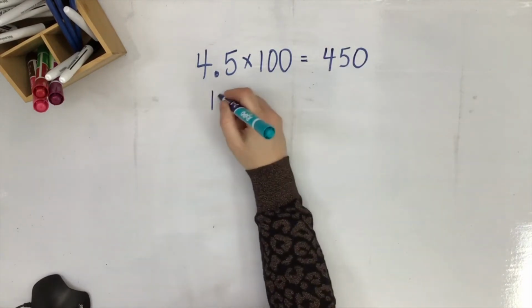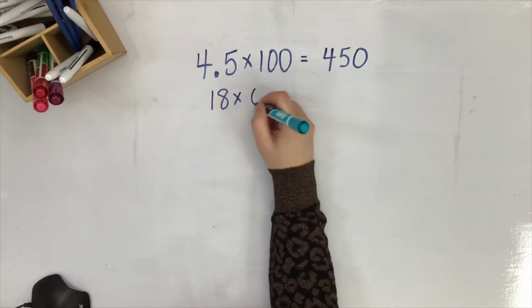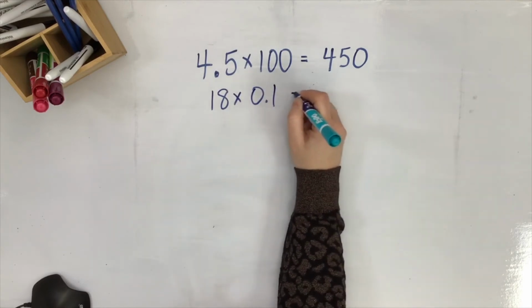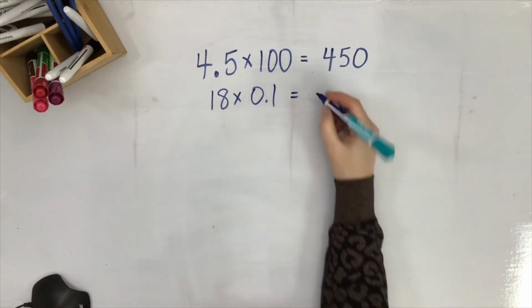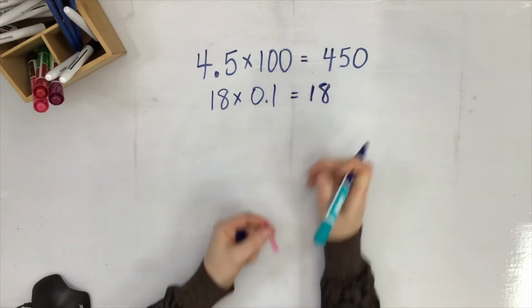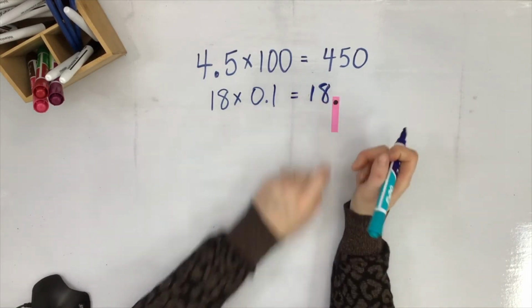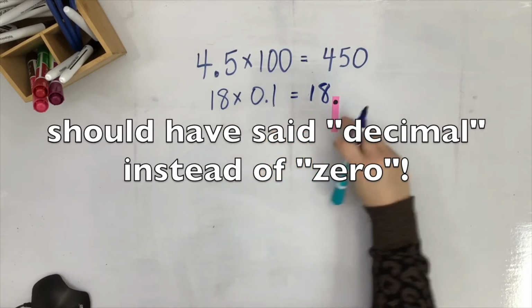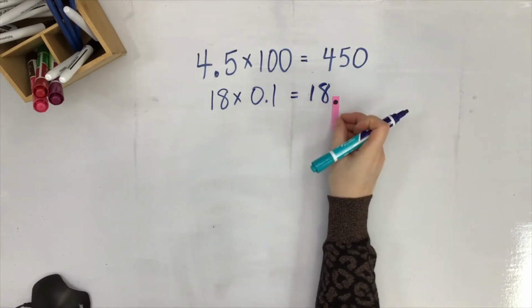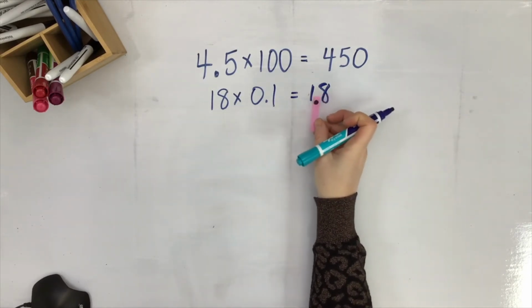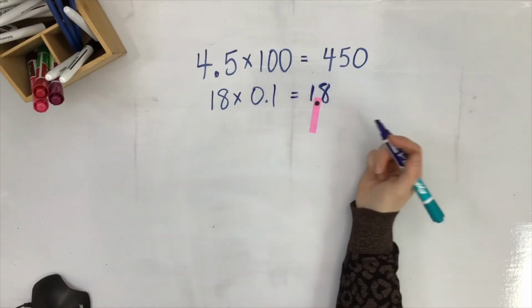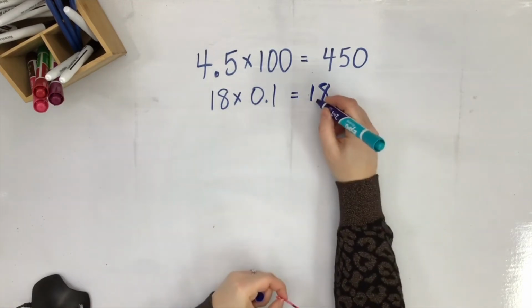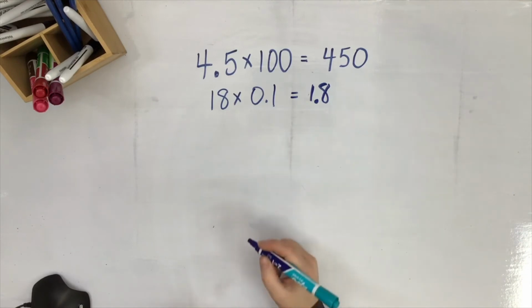Now what if we had 18 times 1/10? Okay, so that 18 that we started with, we know the decimal belongs here. We know that we need to get 10 times smaller, so that means a move to the left 1 place. So our 18 becomes 1 8/10.